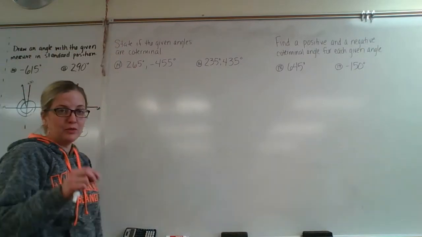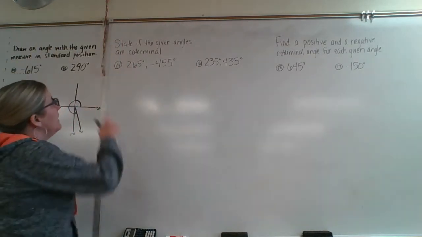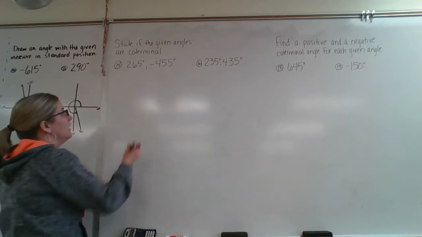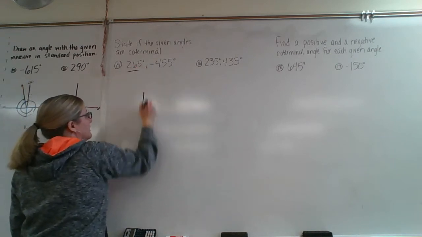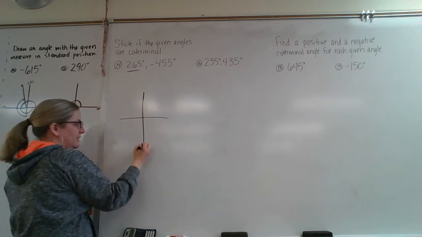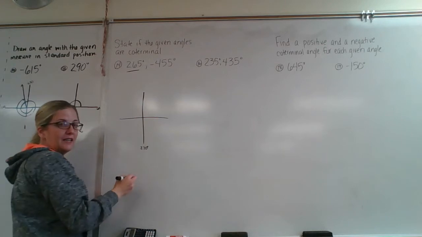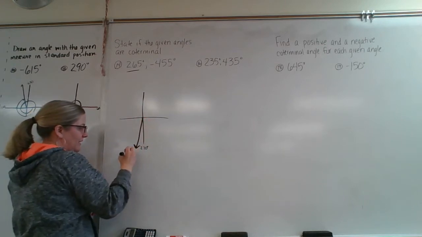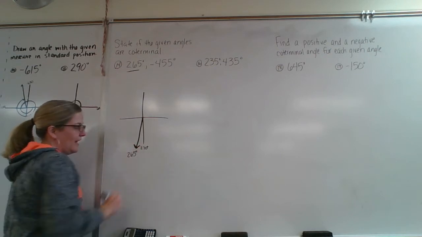Problem number 14, I'm showing you even because you're doing the odds. State if the angles are coterminal. Let's talk about what coterminal angles are. If I start at 265, where is that angle? Well, start at 0. If I rotate around, if this is 270, then 265 is going to be about here. That right there is my 265 degree angle.